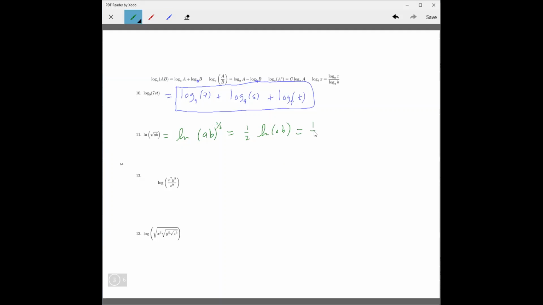For this part, we can use this rule here. The corresponding rule would be the natural log of AB equals the natural log of A plus the natural log of B. So this is going to be 1/2 times the natural log of little a plus the natural log of little b. Then distribute the 1/2 and we're done.